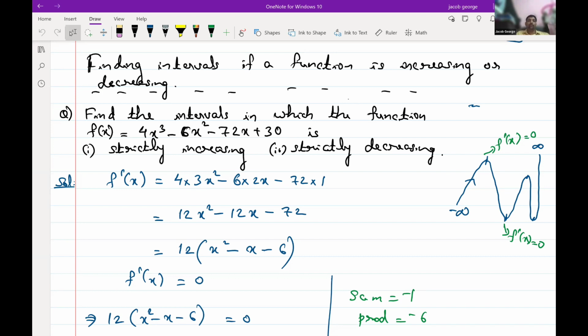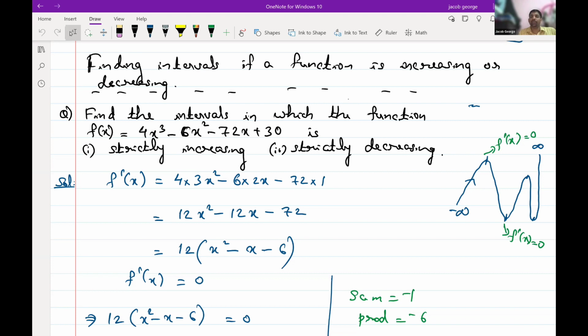Find the interval in which the function f of x equal to 4x cube minus 6x square minus 72x plus 30 is, number 1, strictly increasing and, number 2, strictly decreasing. First of all, we find f dash x. That is 4 into derivative of x cube, which is 3x square, minus 6 into 2x, minus 72 into 1. So that we get 12x square minus 12x minus 72. Then 12 is taken outside.